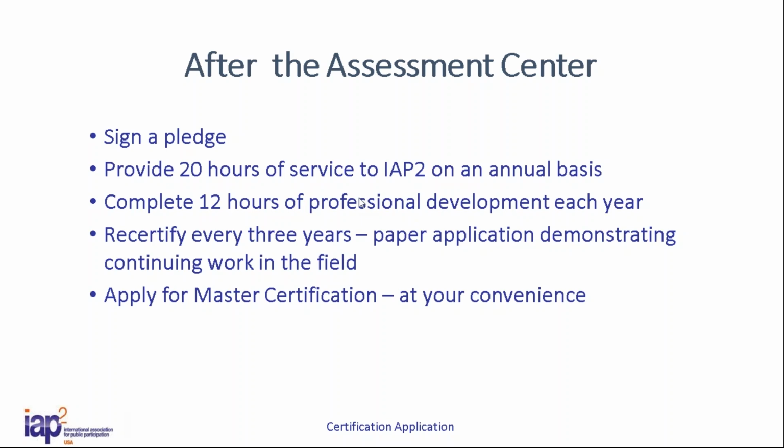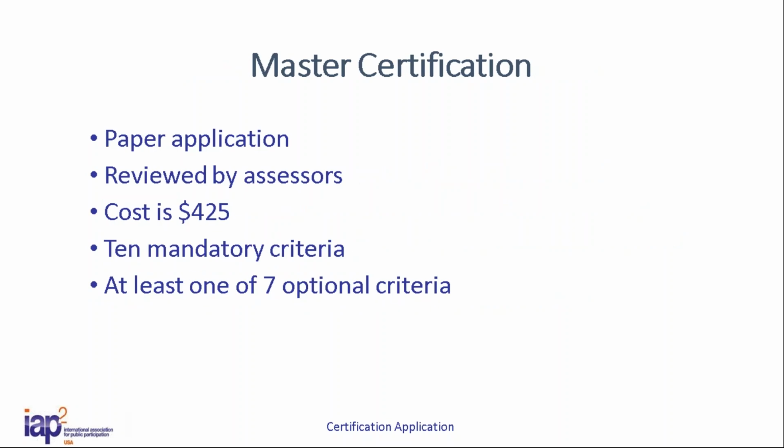We've made some changes in the program recently, and we're only assessing the CP3 level at the assessment center, and master's certification comes after that assessment center. So we can go on. Thank you. So the master's certification process is a paper application that is reviewed by assessors. The cost is $425 to have that application reviewed, and it is composed of 10 mandatory criteria and at least one of 7 optional criteria.